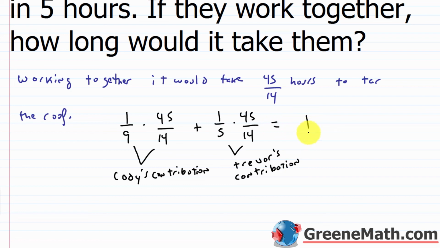So would this equal one completed job? Well, you can look and see that it would. This would cancel with this and give us what? It would give us a 5, so you'd have 5/14 plus. This cancels with this and gives us a 9. So 9/14. Does this equal 1? 5 plus 9 is 14, so this would end up being what? This would be 14 over 14, which is 1. 1 equals 1, so that equation checks itself out.